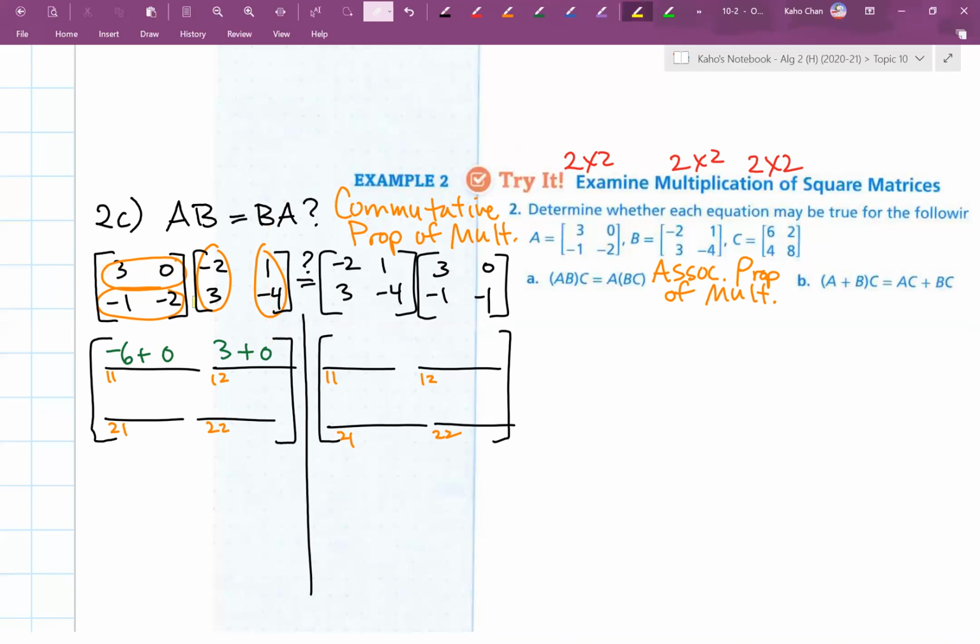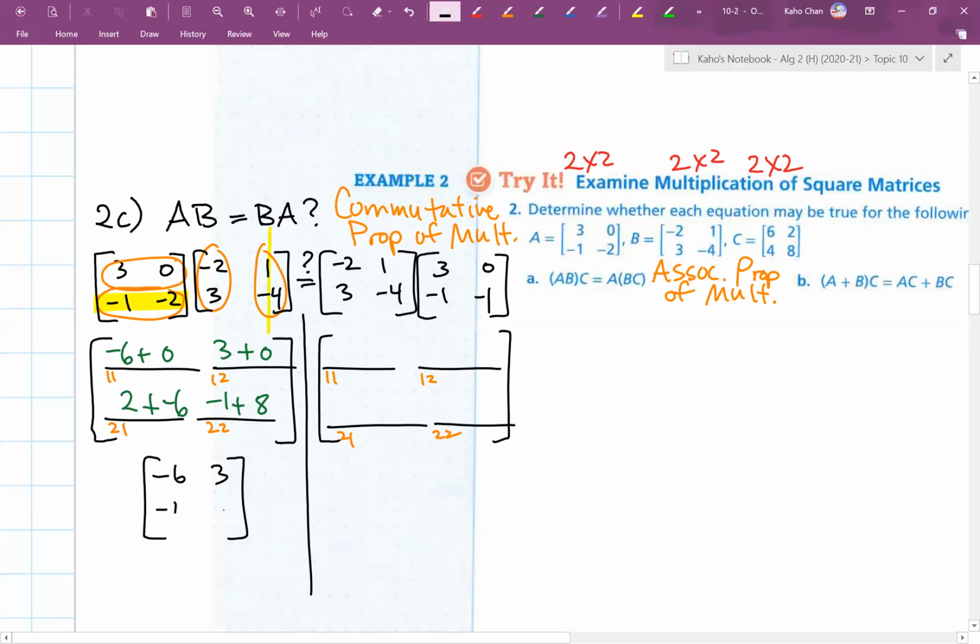Here we go. 2, 1. Let's do it. So it's -1 times -2 and -2 times 3. Great. And the last column. Well, in this case, it's the 2, 2. And we'll get this. -1 times 1 and -2 times -4. Yay. Let's clean that up. We'll get -6, 3, -4, 7.